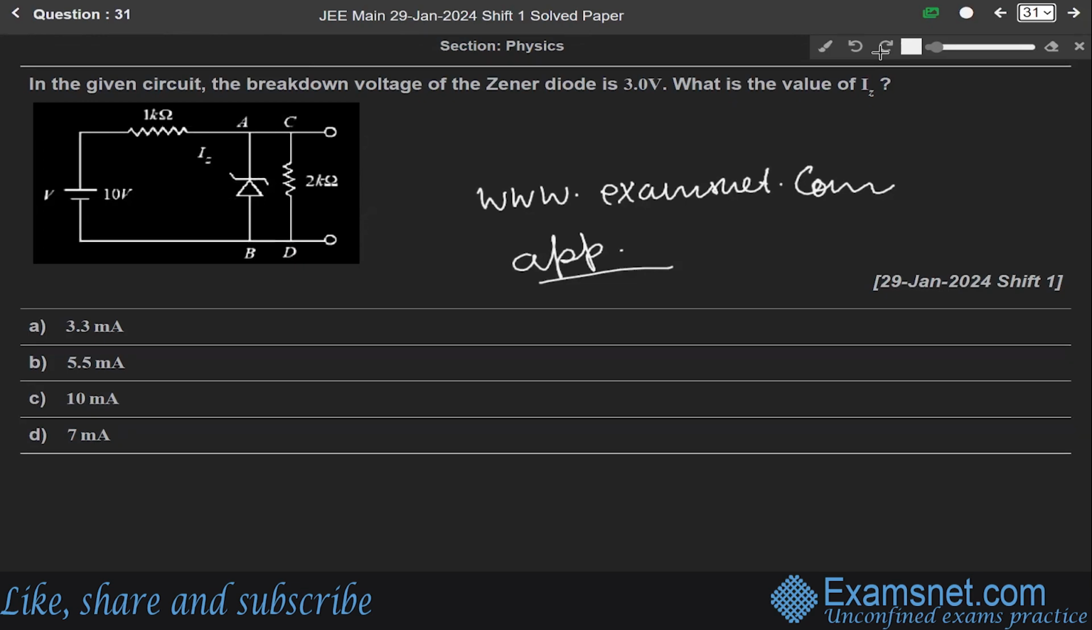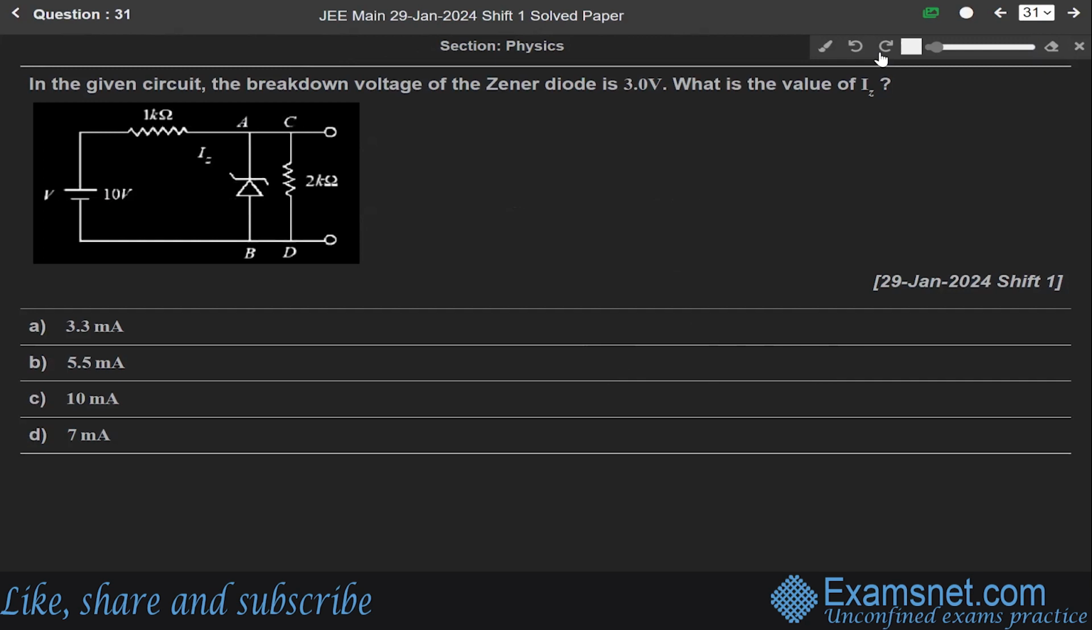So today, students, we will be solving the JEE 2024, 29th Jan Shift 1 question paper. In this particular video, I will be solving the physics part of the question paper. So here we go. Let's start with the first question of this question series of the physics part.